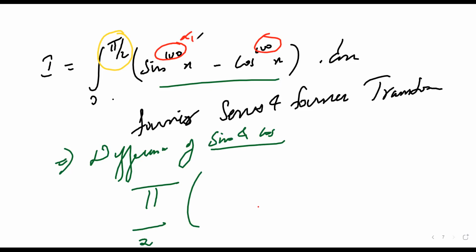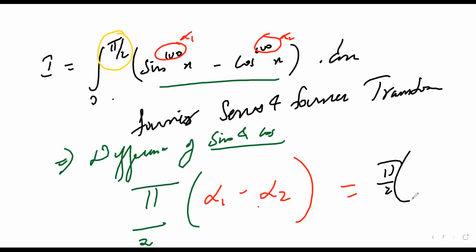So the roots here, the powers, are alpha 1 and alpha 2. Alpha 1 minus alpha 2 at 2. So it is nothing but pi by 2 into, what is it? 100 minus 100, which is 0. So the answer is 0 for this. Yes, 0 is the answer.